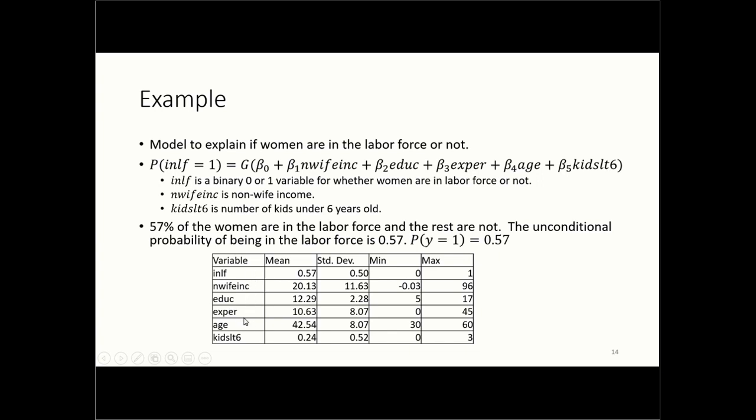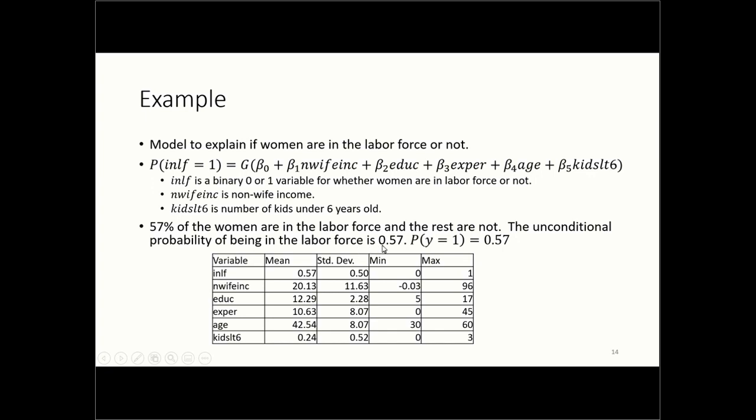If you look at summary statistics of the data, this is the dependent variable, in labor force, and these are all of the independent variables. And here we have mean, standard deviation, min, and max. Again, look at in labor force, we have a minimum of 0 and a maximum of 1. So that's our 0, 1 variable. And here the average is 0.57. What this average means is that 57% of the women are in the labor force and the rest are not. So 57% of the women are working and the rest are not.